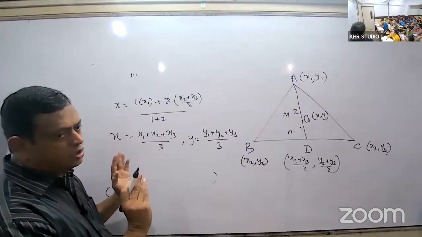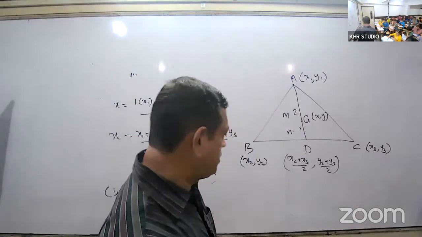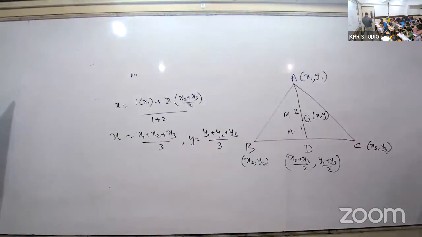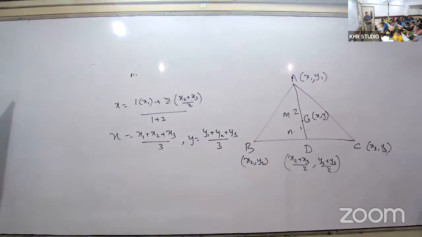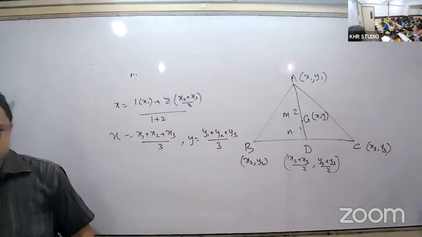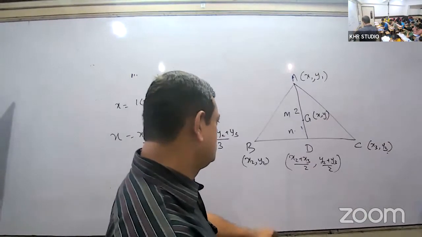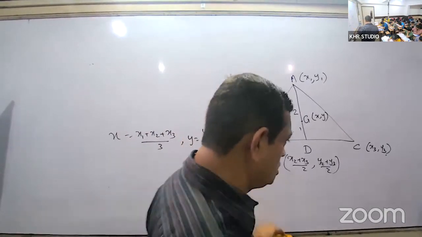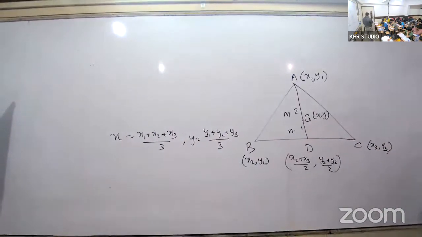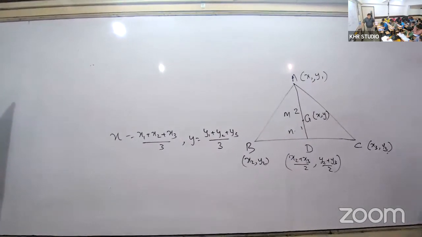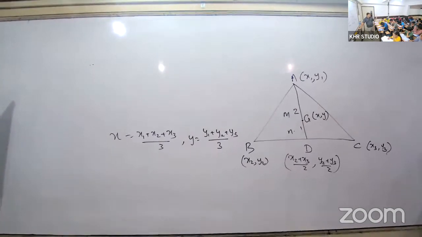So you got the centroid formula. Write the heading: Centroid formula. Centroid is the point of intersection of all medians. Written? Yes. Next line.